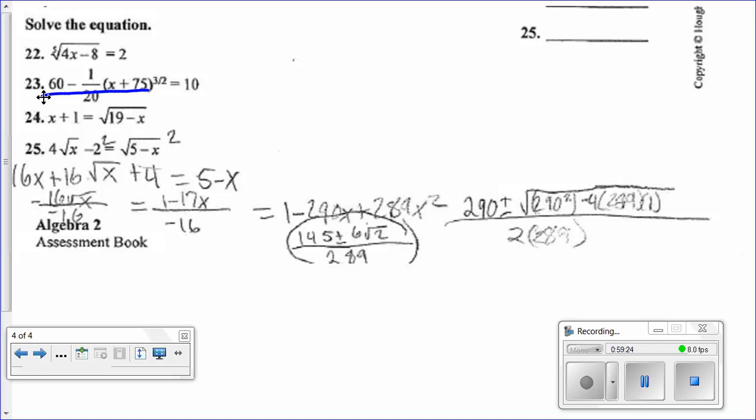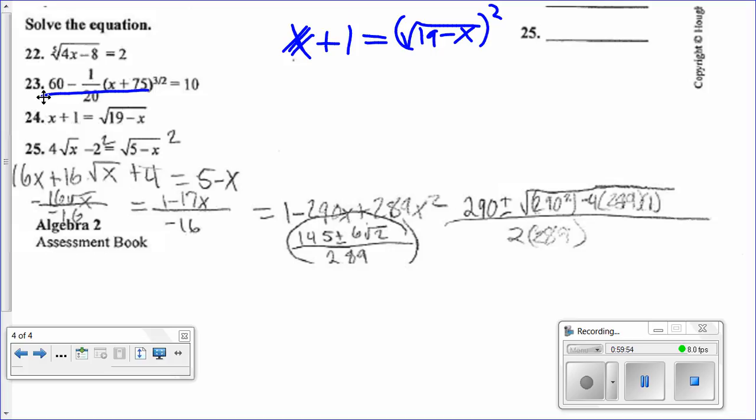Okay, let's do 24. This one doesn't look too bad. I am going to rewrite it though. Let's see what's going on here. Okay, so we've got x on both sides, so we need to get our x's together. But in order to do that, we need to get rid of this radical right here. So let's go ahead and square both sides.